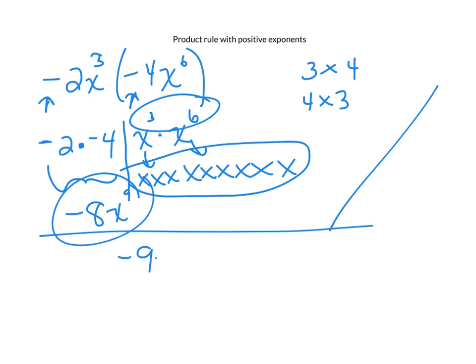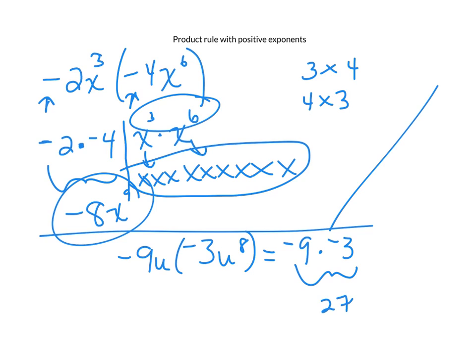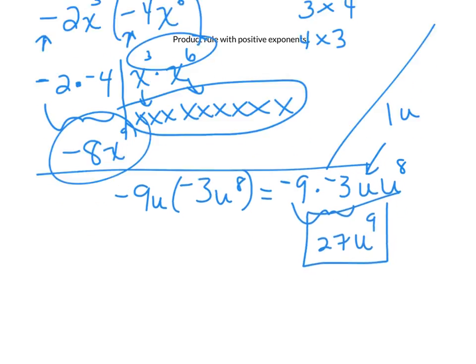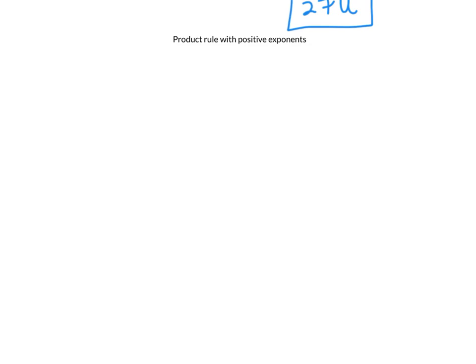Okay, let's try another one. Let's say we have negative 9u, and that's being multiplied with 3u to the 8. Again, we have that ability to move things around. We have a negative 9, and we have to multiply that by a negative 3. Boom, 27. We have 1u, and it's going to be joining 8u's. So don't forget that this is 1u. It's important. So if we have 1u joining 8u's, we now have 9u's all together. All right, let's move that aside.